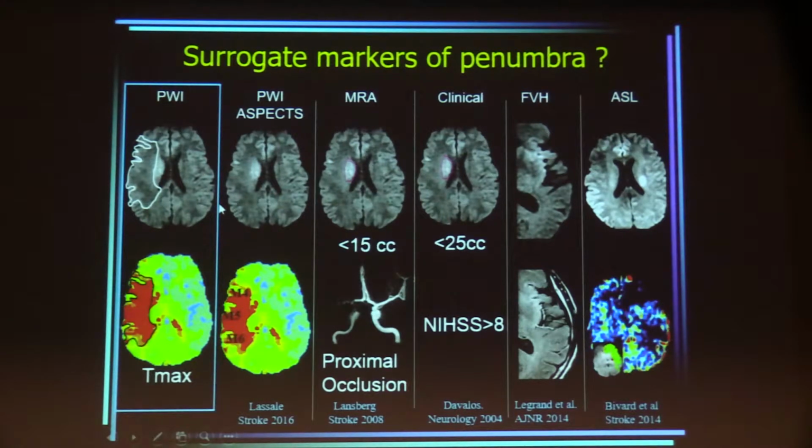Using MR, we also tried to develop some surrogate marker of the penumbra. I mentioned comparing the diffusion with the perfusion maps and superimposing the two areas. Instead of measuring, you can also apply the aspect score to perfusion map and compare it to the aspect score on diffusion and detect the penumbra very basically without contouring anything. And some of these ideas are also seducing.